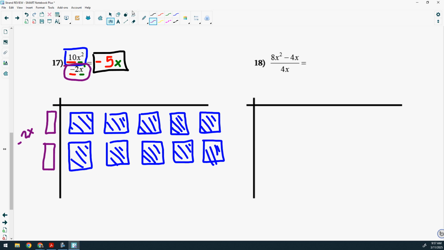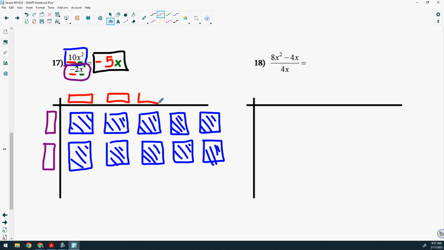So now I'm going to figure out x times what gives me positive x squared. Well, negative x times negative x is actually going to give me positive x squared. So that's how I know how to figure out what my quotient is. So I'm going to go through it and go negative x times what gives me x squared? Well, negative x times negative x gives me positive x squared. Negative x times what gives me x squared? Well, negative x.